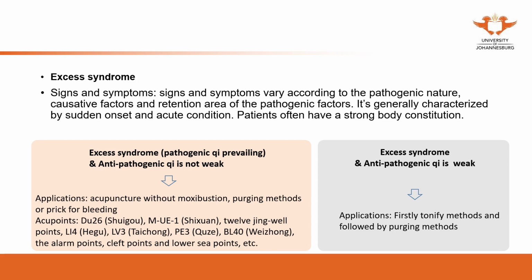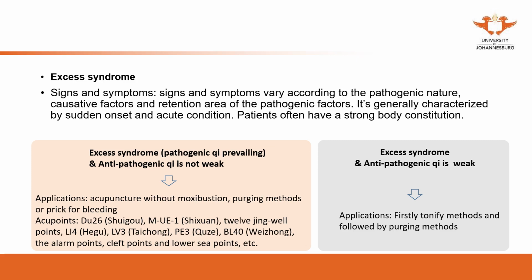The points we can use: Shuigou (GV26), Shixuan, the 12 Jing-well points. So the points are either the first of the meridian or the last one of the meridian. Large intestine 4, liver 3, pericardium 3, bladder 40, the more along points in the front, the xi-cleft points and the lower he-sea points.